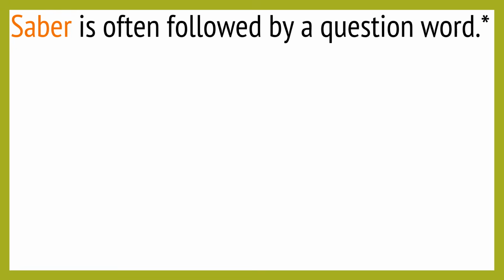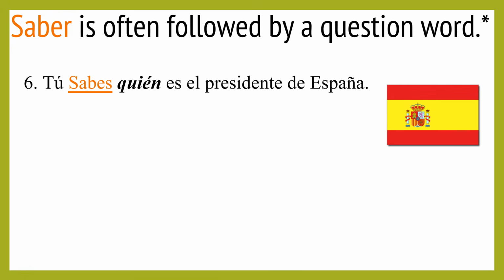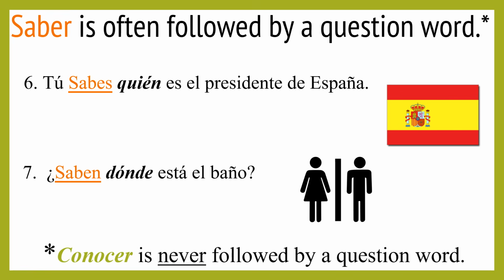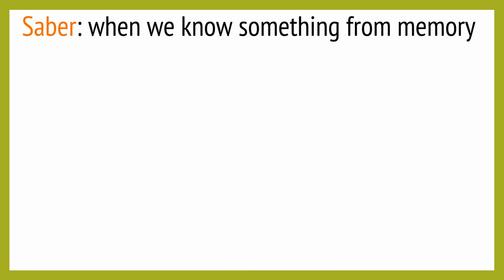Saber is often followed by a question word. For example, tú sabes quién es el presidente de España. You know who the president of Spain is. ¿Saben dónde está el baño? Do you all know where the bathroom is? So the question words here are quién and dónde. Notice that it doesn't mean that it has to be a question. It could simply be a statement. As long as there's a question word, like quién or dónde, we're going to use saber. Conocer is never followed by a question word.